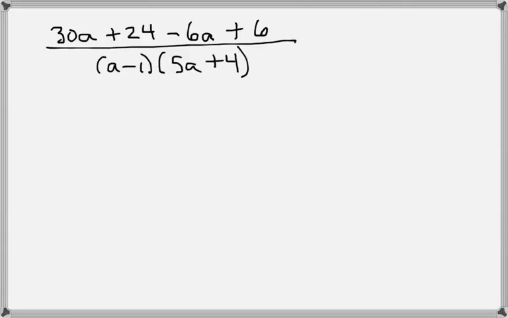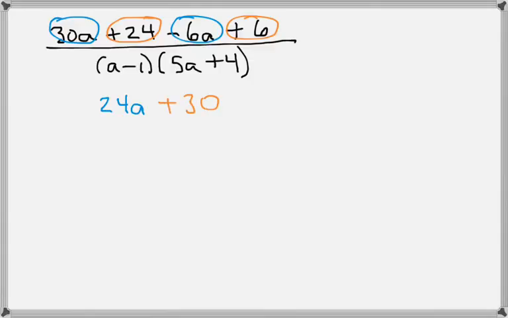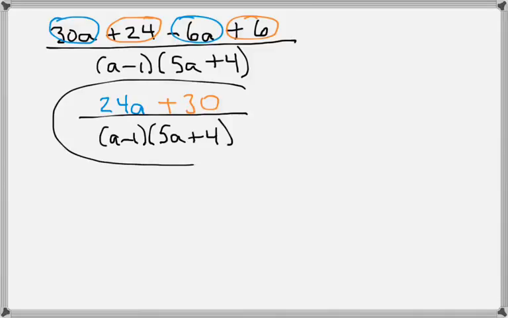Now I can combine like terms in the numerator. I have 30a minus 6a. That's going to give me 24a. I have a 24 plus 6. That's going to give me a positive 30. And all of this is over my denominator of an a minus 1, 5a plus 4. And here is our final answer.